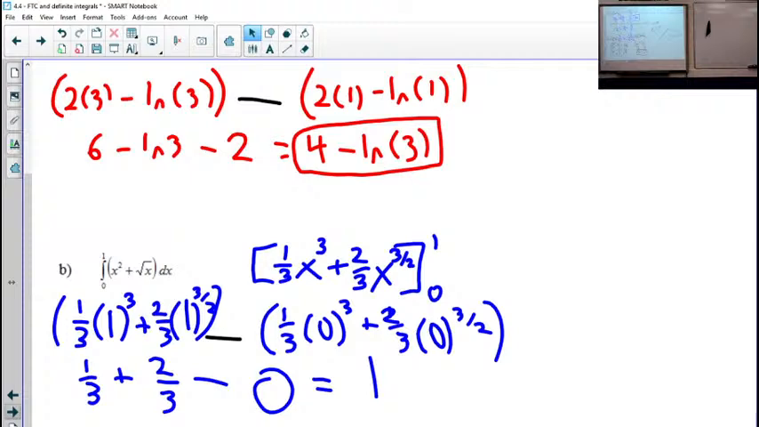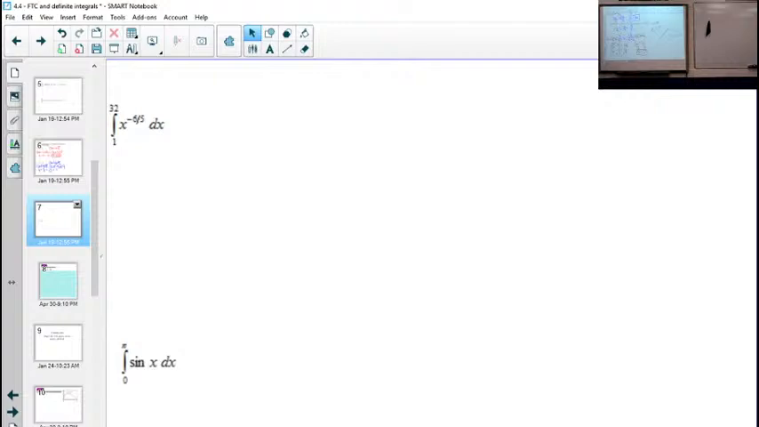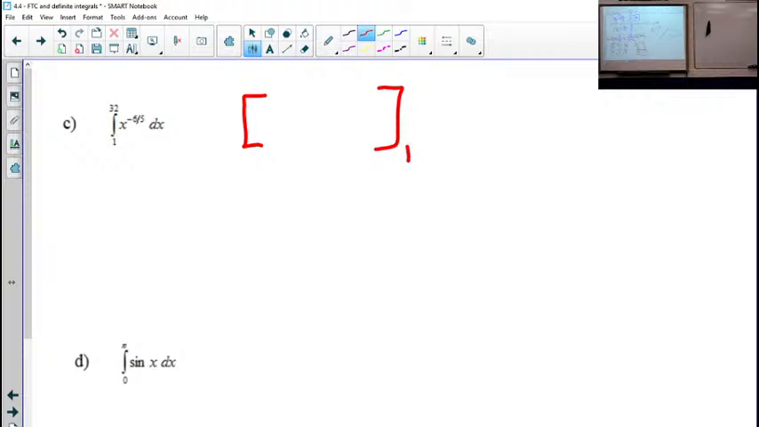Let's go through a couple more together, and then I'll have you try some on your own. Let's do that much. Okay. From 1 to 32 of x to the negative 6/5. Our rule here: x to the negative 6/5, antiderivative. It's going to be from 1 to 32.